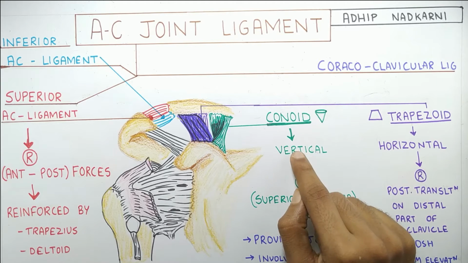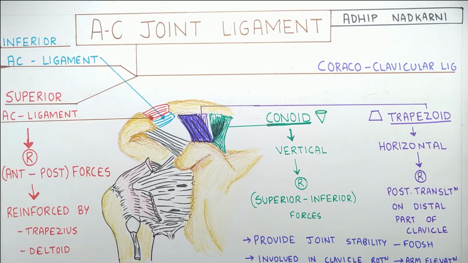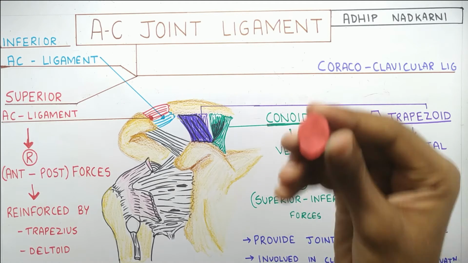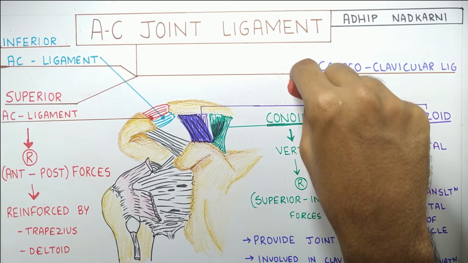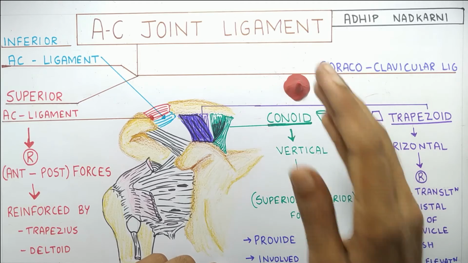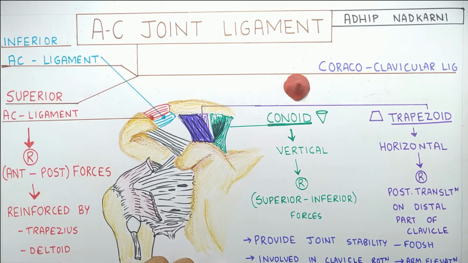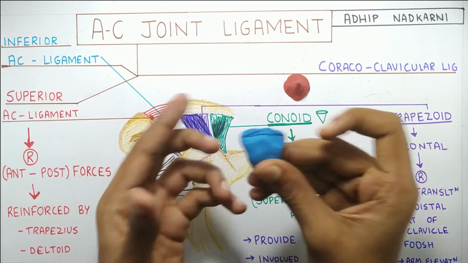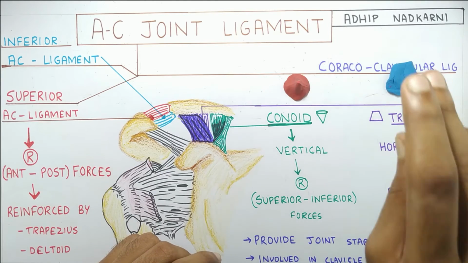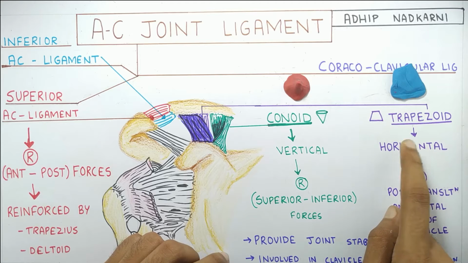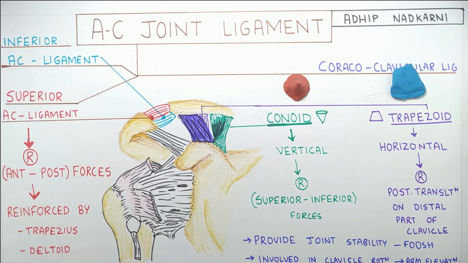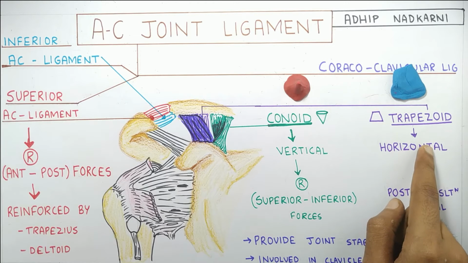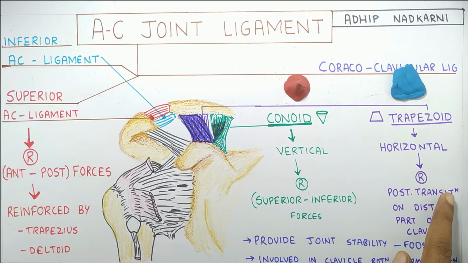The conoid ligament is arranged vertically. Now, how do we remember that it is arranged vertically? So that's why I made this cone with my clay, and the cone can stay upright, right? So it has a vertical alignment or a vertical direction, whereas the trapezoid, I made a trapezoid too, is very flat, so it cannot stay vertical, it will just fall off. So that's why it has a horizontal alignment. Having a vertical alignment, it prevents superior and inferior forces, and the trapezoid has a horizontal alignment, so it prevents posterior translation on the distal part of the clavicle.